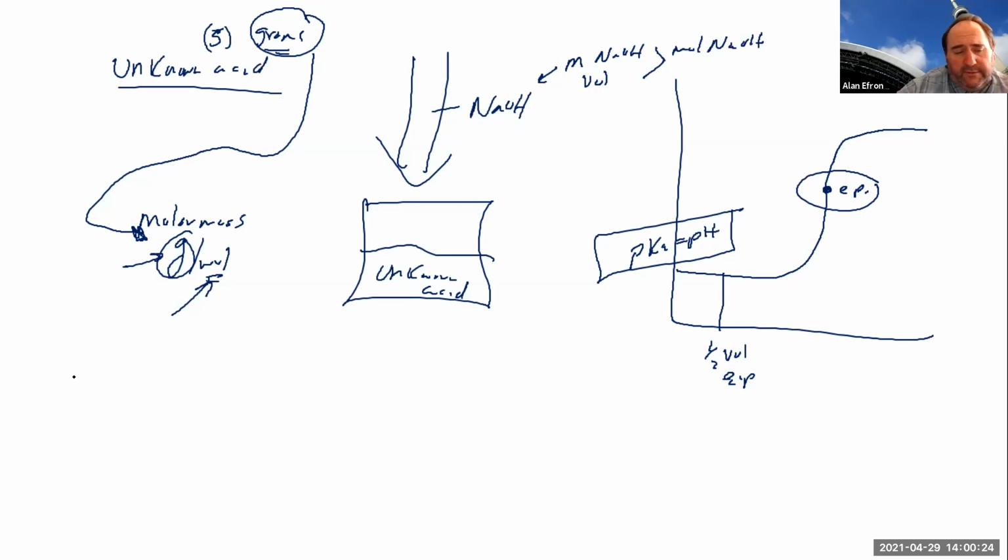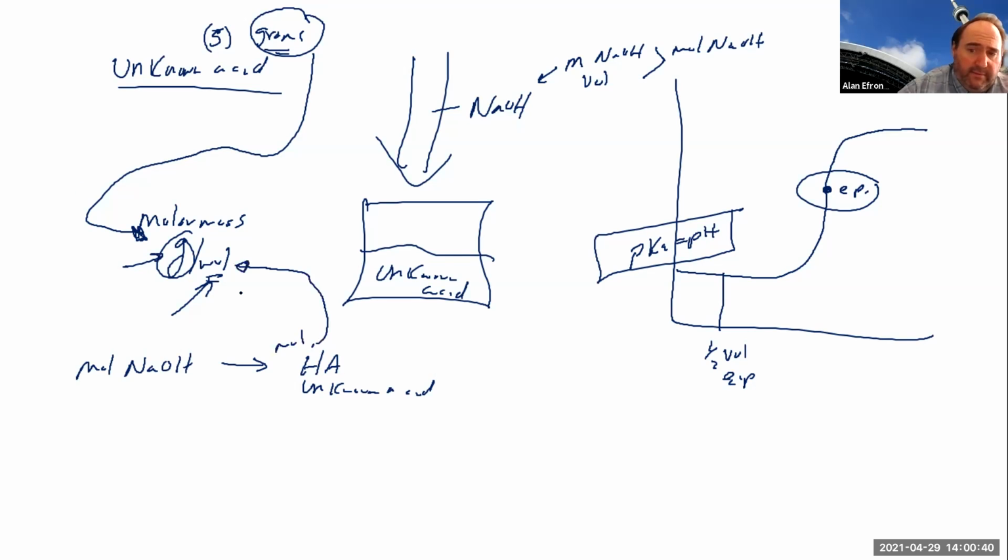Once you have the moles of sodium hydroxide, you could do a mole-to-mole relationship between the sodium hydroxide and your unknown acid. Once you get the moles of that, that would be the bottom part, and you'll be able to figure out the molar mass. So you'll actually be able to figure out two pieces of information for your unknown acid: the pKa value, and the molar mass.